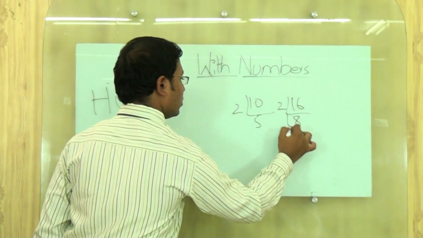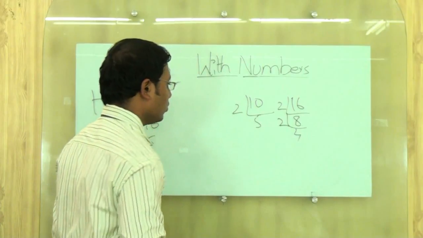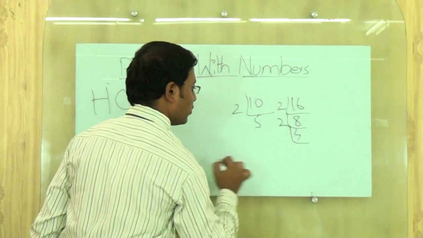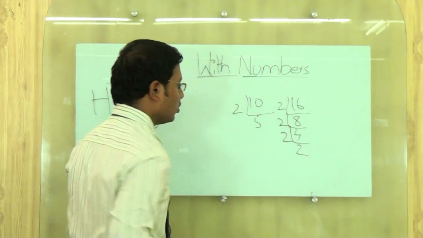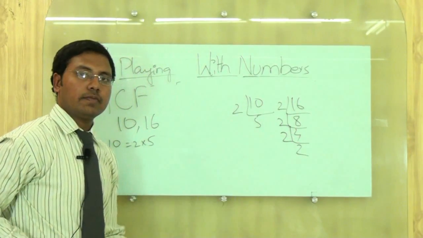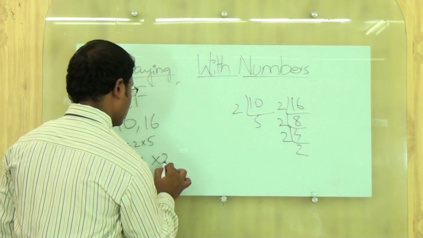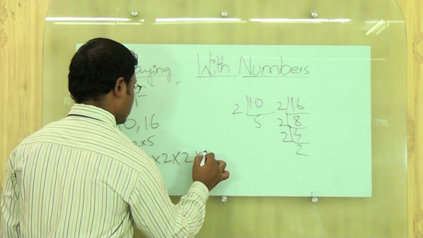2 8s are 16, 2 4s are 8, 2 2s are 4. 4 4s are 16. Again we can also divide this 4. 2 2s are 4, 4 2s are 8, 8 2s are 16. So 16 is 2 into 2 into 2 into 2.